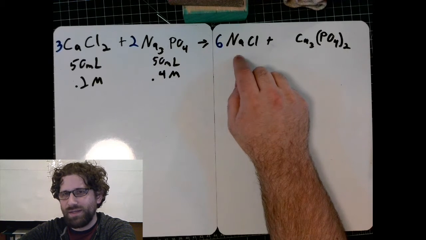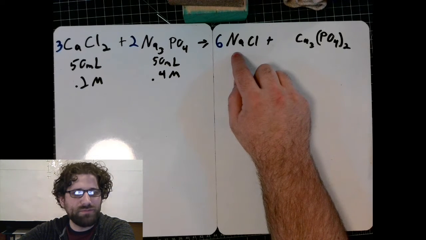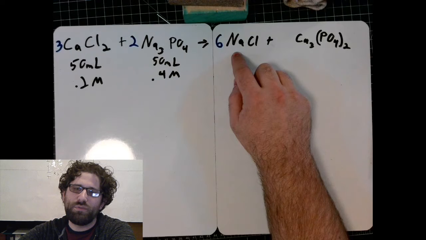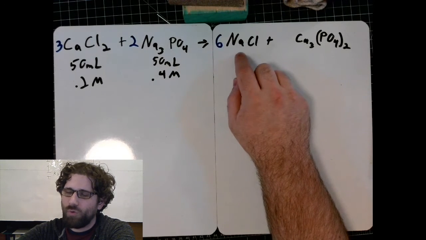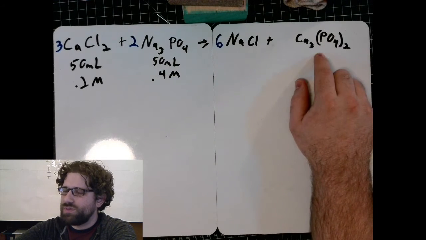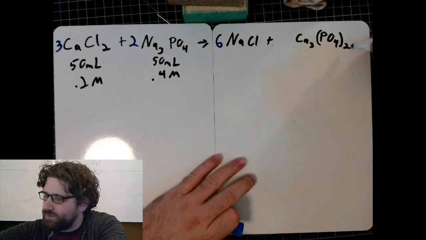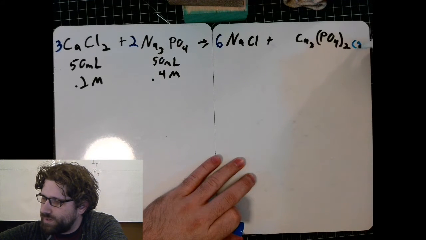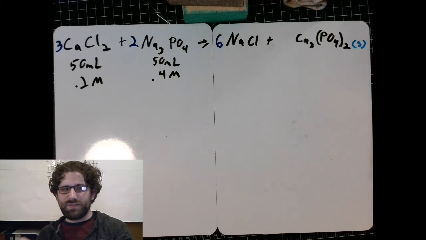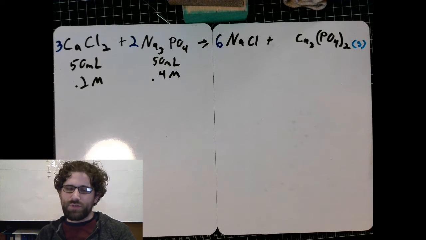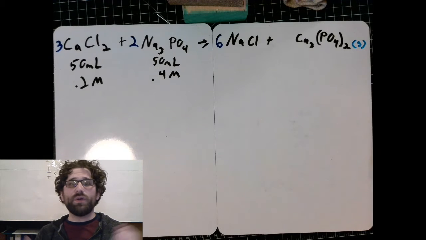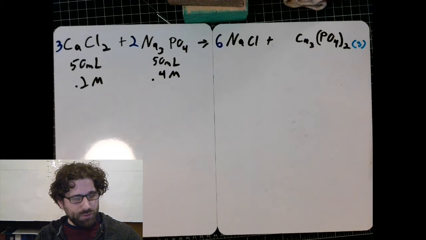Sodium chloride has sodium in it, and sodium's always going to be soluble. So this whole thing is going to be soluble, so this must be our precipitate. Let's label that with a little S for solid, so that's in the solid phase. The rest of this is an aqueous solution. So we can move on now.